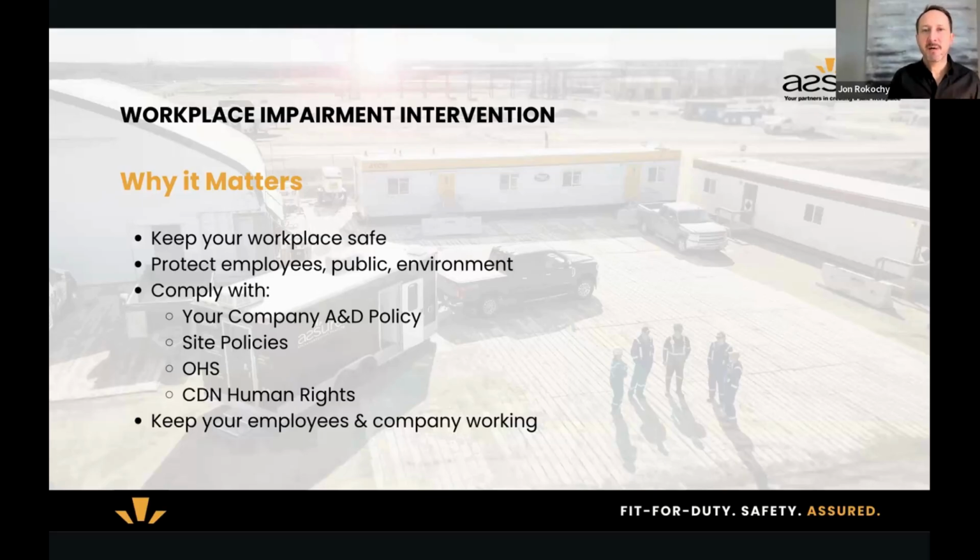If you're driving vehicles that are on public roads, if you have an impaired worker behind the wheel, that puts the public at risk. So you're protecting the public and the environment. So if there is an oil spill or a gas spill, that can harm the environment. So there's a responsibility to protect the environment as well.